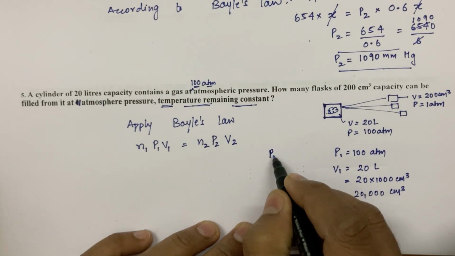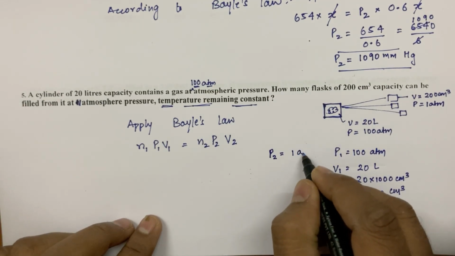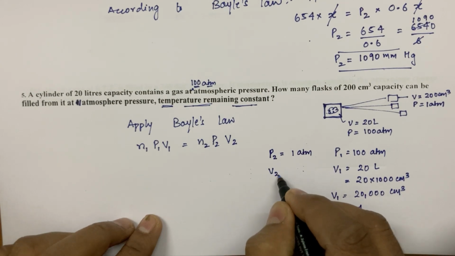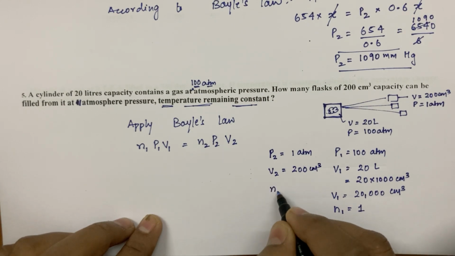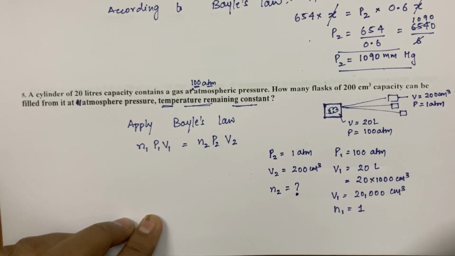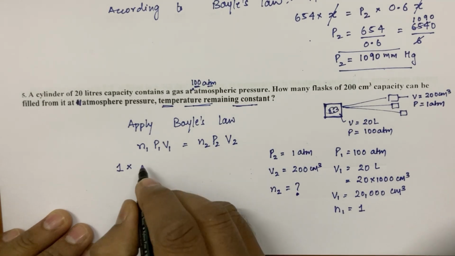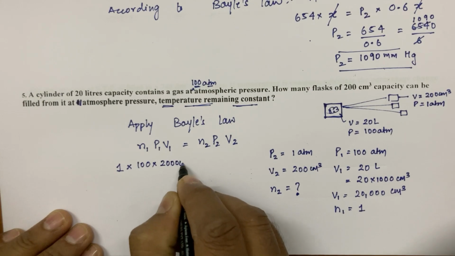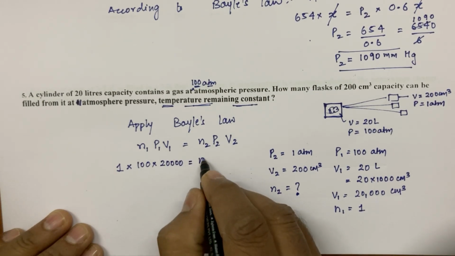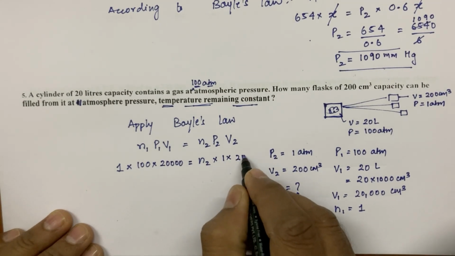Now here let's write P2. P2 what they have given is 1 atm. V2 what they have given is 200 centimeter cube, and I have to find N2. How many such flasks I have to prepare? So now when I apply, N1 is 1 into P1 is 100 into V1 is 20,000, that is equal to N2, which I have to find, P2 is 1 and V2 is 200.